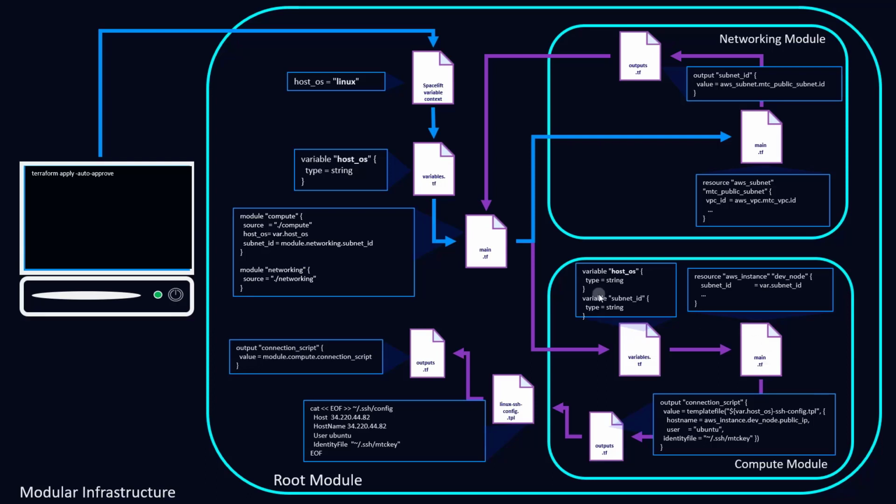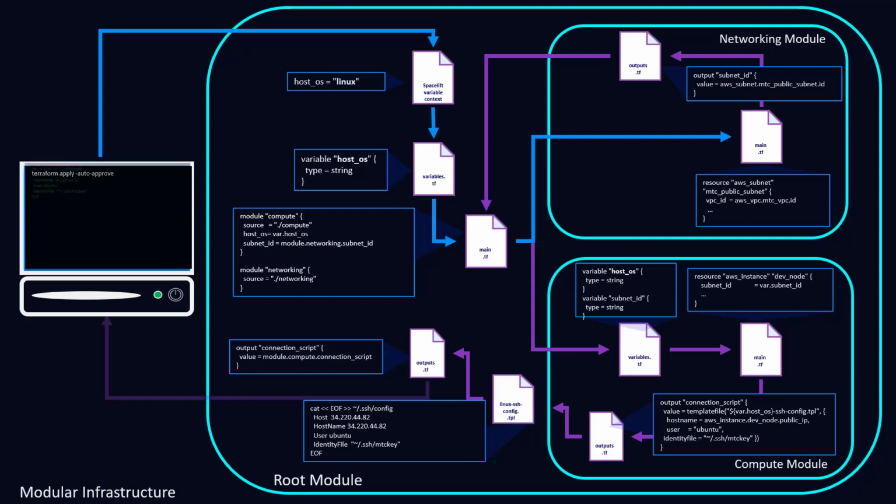That's all hidden. But from the root module, we will. So the value is simply module.compute.connection script. And that's it. So that makes things a lot easier and more secure because we don't have access to all of these outputs, some of which could be very sensitive. We only have access to the outputs that are output.